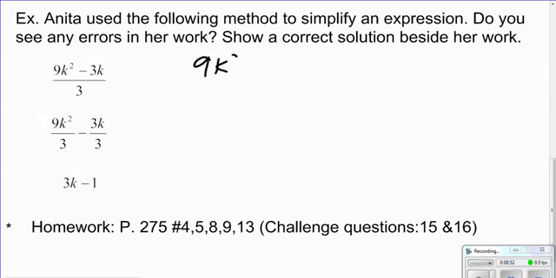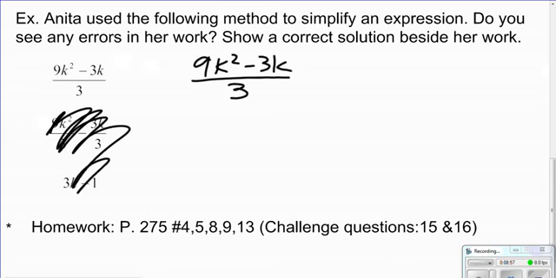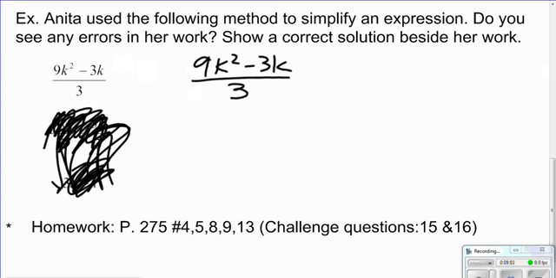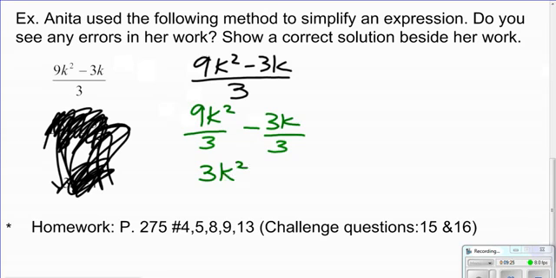So let's do that. 9k squared minus 3k divided by 3. I don't care what any of this is. I'm going to ignore it for now. Okay, so how should we do this? Well, we need to split it into two separate fractions because we have a binomial on top. If it was a trinomial on top, we would split it into 3 fractions. Now we're thinking numbers with numbers. Well, 9 divided by 3 is 3. There's no k in the denominator, so the k's are unaffected. 3 divided by 3 gives us 1, so negative 1k or negative k. So we should have 3k squared minus k.